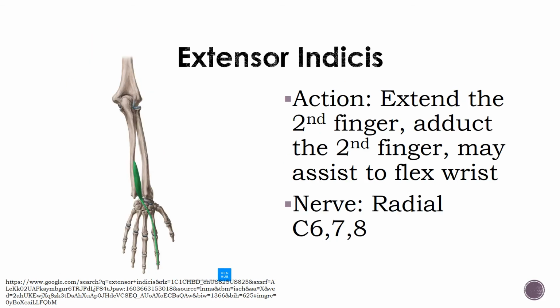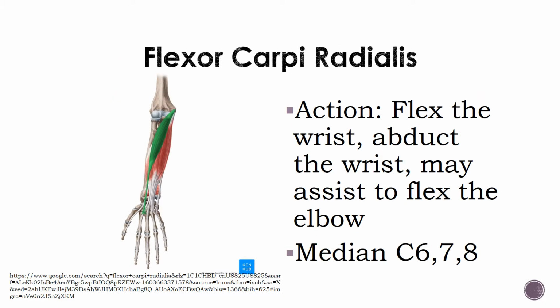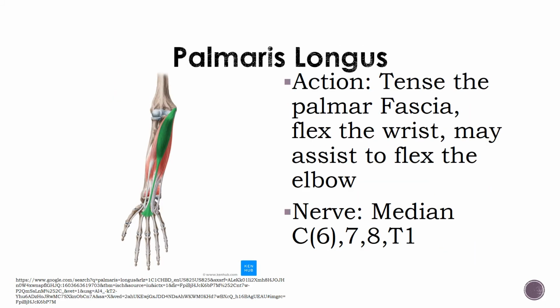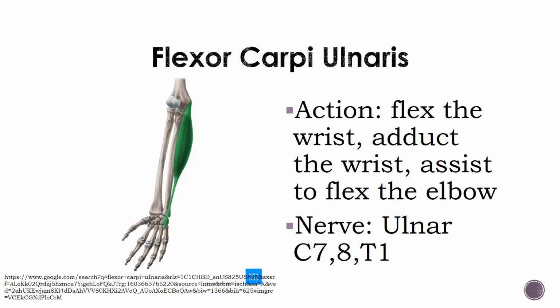The extensor indicis extends the 2nd finger or the index finger. It also adducts the 2nd finger and may assist in wrist flexion. The nerve is radial C6, 7, and 8. The flexor carpi radialis flexes the wrist. The palmaris longus tenses the palmar fascia. It also flexes the wrist and may assist to flex the elbow. The nerve is median C6, 7, 8, and T1.